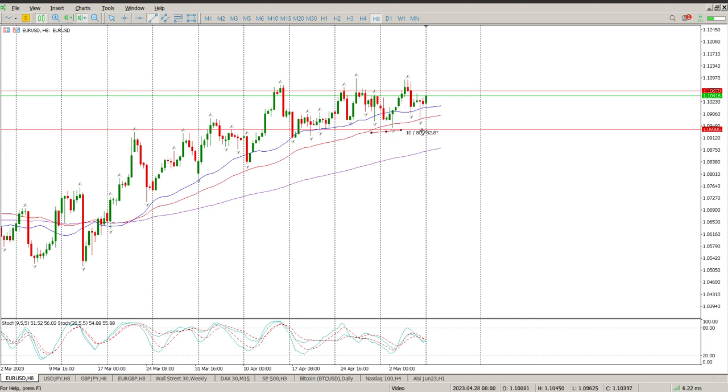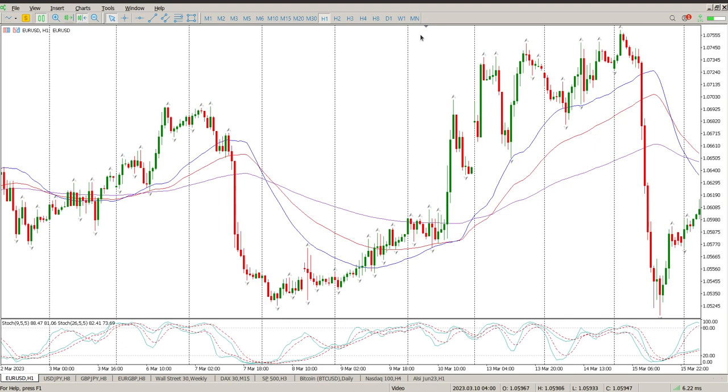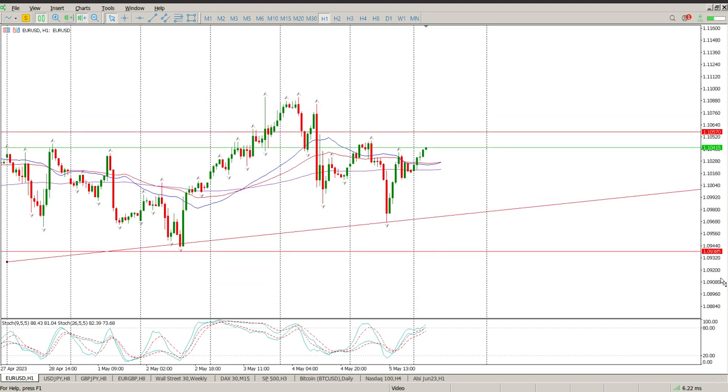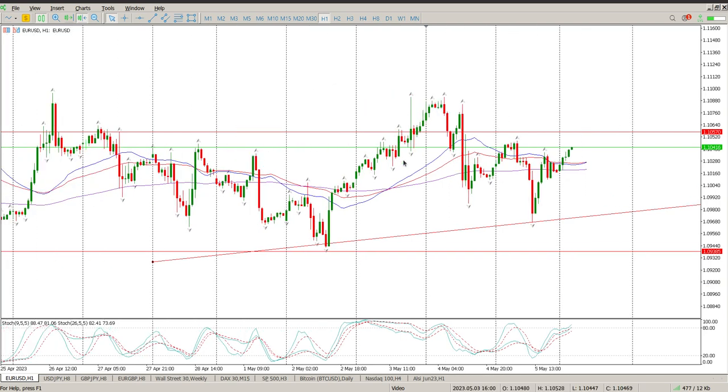So if I just draw a line along that, there is a start of a flat top triangle. So obviously we need to see a break of that. Now UK's got a public holiday today, so I expect the European session to be a little bit quiet, or quieter than normal. There's still no reason for me to trade this pair right now.